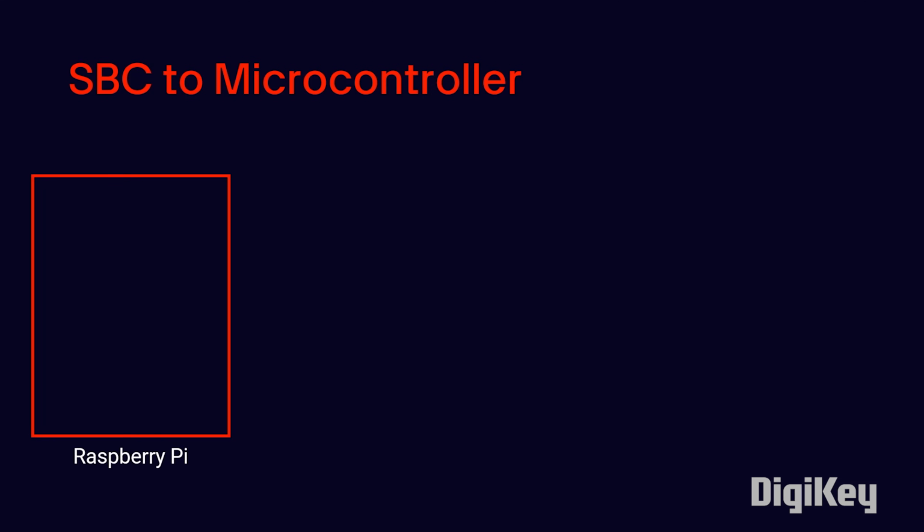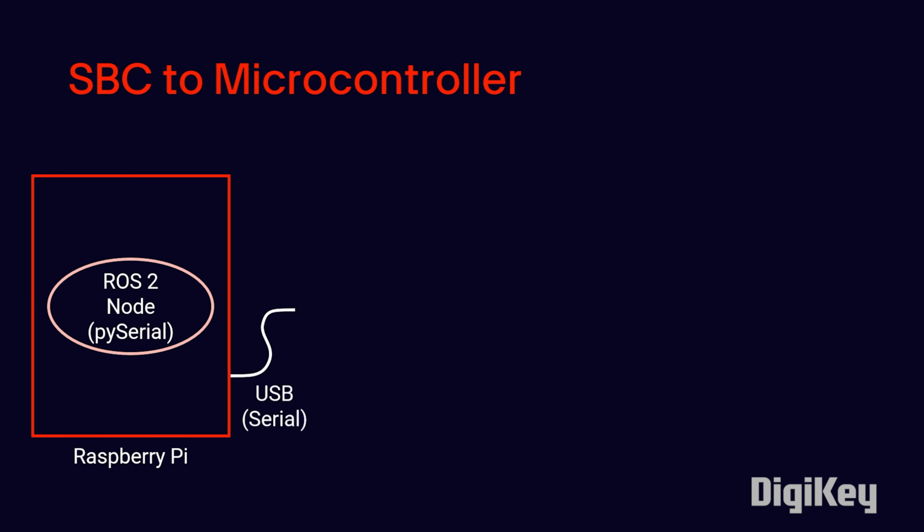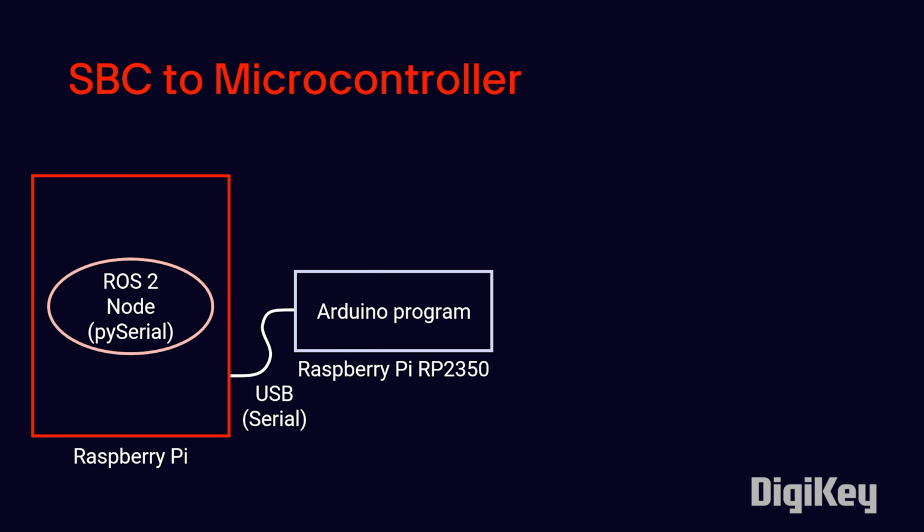How you establish communication between the two is up to you. You could use a simple pin to trigger events, UART, SPI, I2C, CAN, and so on. For our demo, we'll keep it simple by sending serial commands over USB. Here's how we'll set up this demo. We will have the Raspberry Pi run ROS2 Jazzy in Ubuntu 24. We'll write a very simple node that periodically sends out serial commands over USB to a connected Raspberry Pi RP2350.